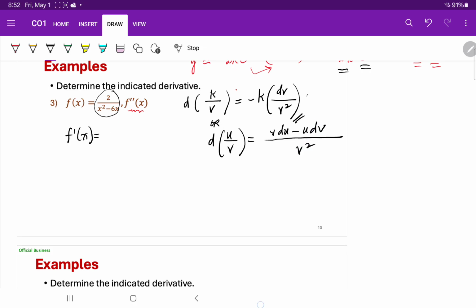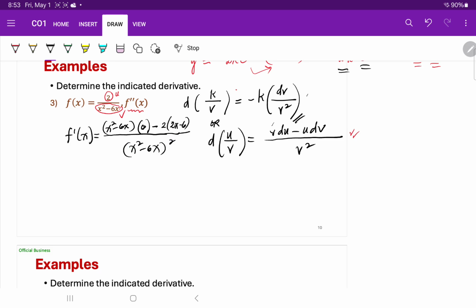So, in here, if you use this second formula, in this problem, this is u and this is v. So, how do we solve for the derivative? We copy which one? v. Use this one here. Copy v. What is v? x squared minus 6x. Derivative of 2 is 0. Then minus copy 2. Derivative of x squared minus 6x is 2x minus 6, over x squared minus 6x, squared.